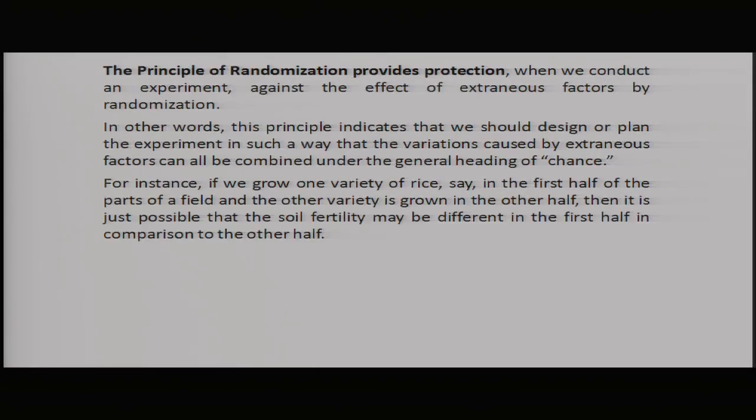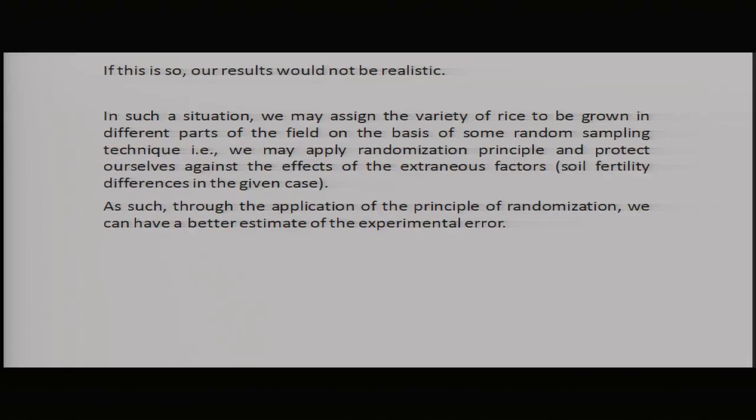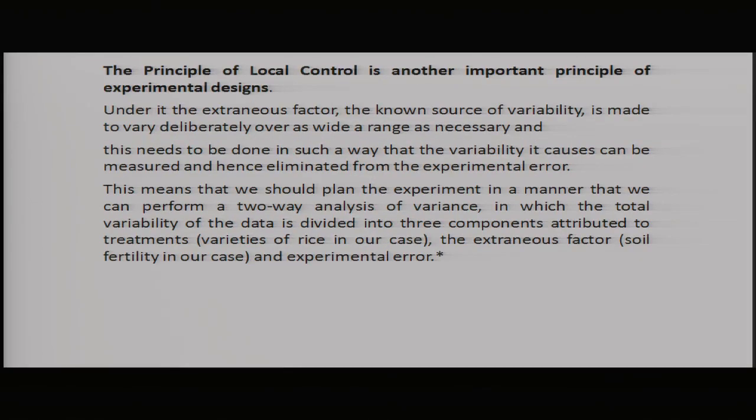Okay, randomization is when we conduct the experiment against the effect of extraneous factors. This is a very difficult one. In other words, this principle indicates that we should design or plan the experiment in such a way that variation caused by extraneous factors can be combined under the general heading of chance. Third is the principle of local control, another important principle of experimental design. Under it, the extraneous factor, the known source of variability, is made to vary deliberately over as wide a range as necessary. Okay.